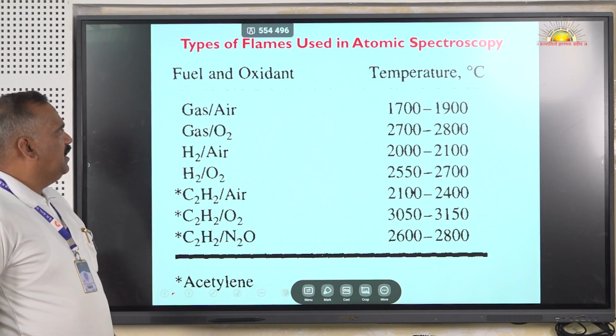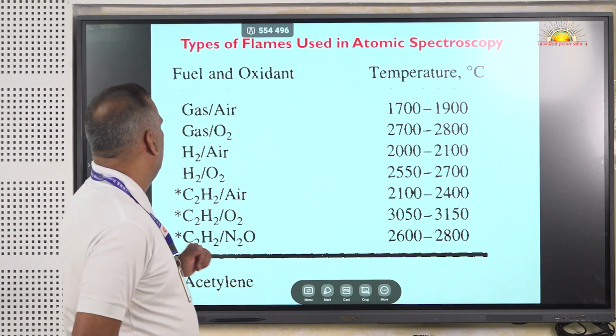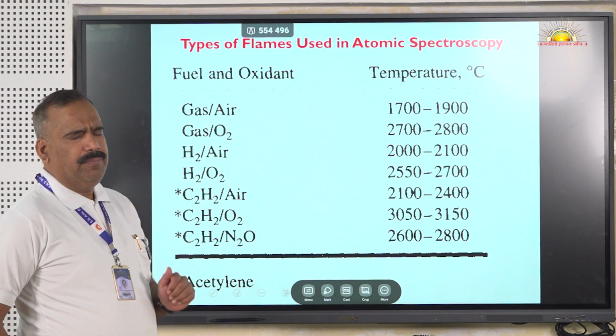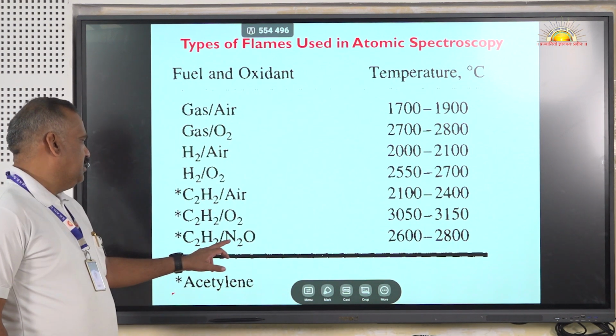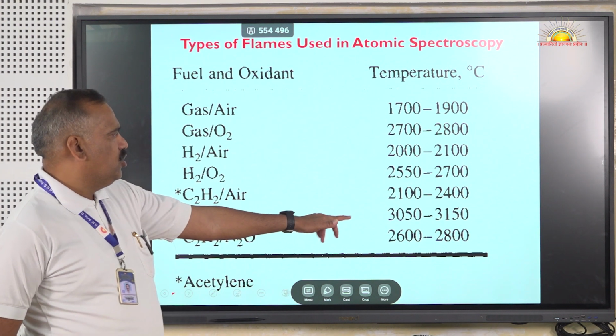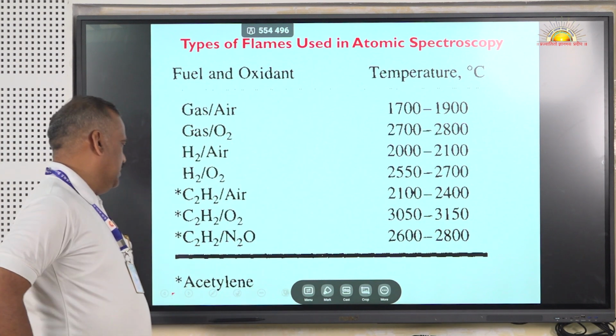Then what are the different types of oxidant used in a flame? Generally, air is used. It has the lowest temperature range, 1700 to 1900. Then the maximum is nitrous oxide and ethylene, which has a range of 2600 to 2800 degrees Celsius.